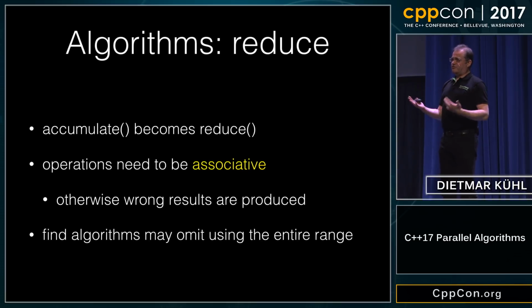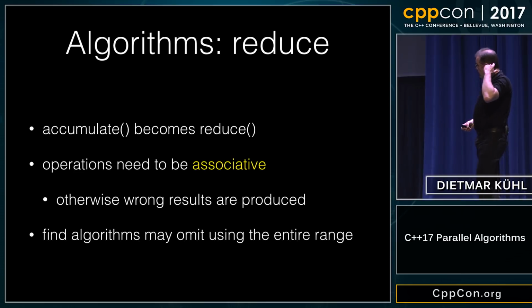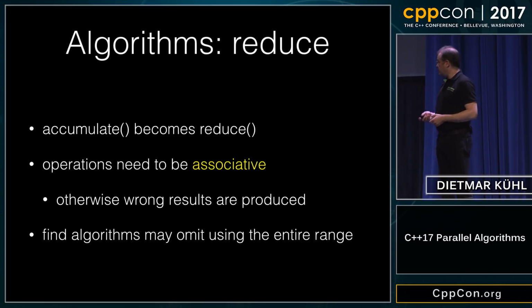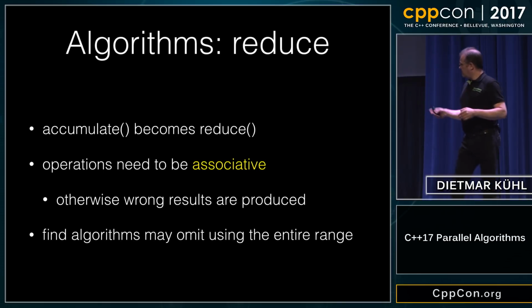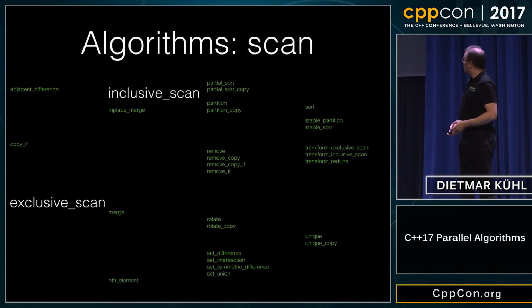So there's a little bit of a trade-off. You don't necessarily get the result you expect. You get some other result that should still be fine. However, formally, these things should be associative. And I already mentioned that find may be tricky and stuff.